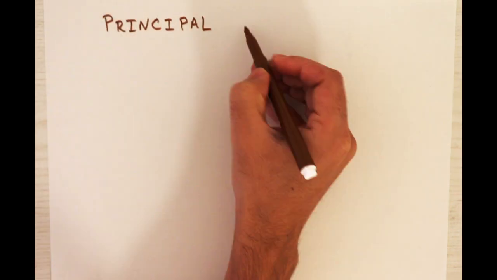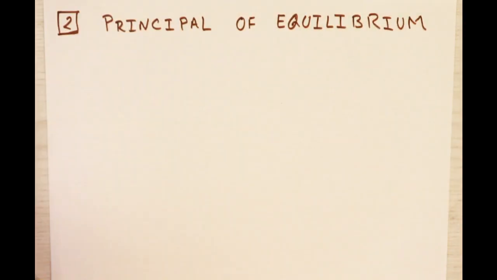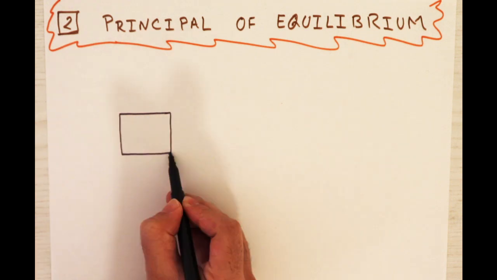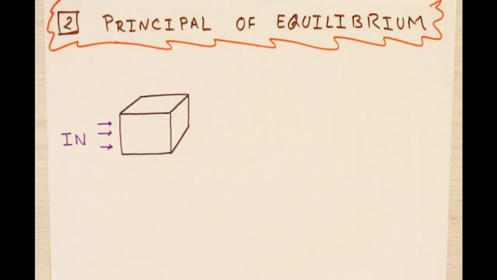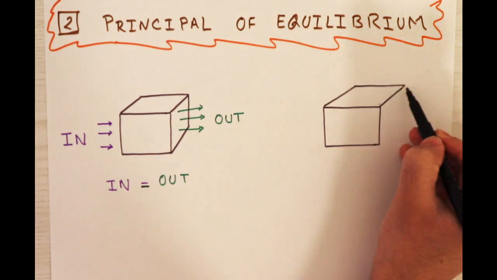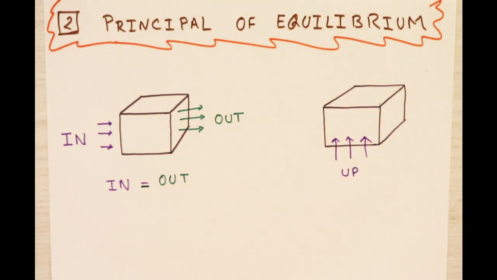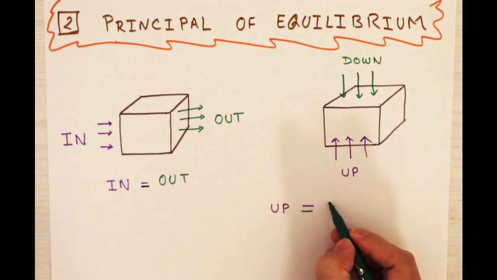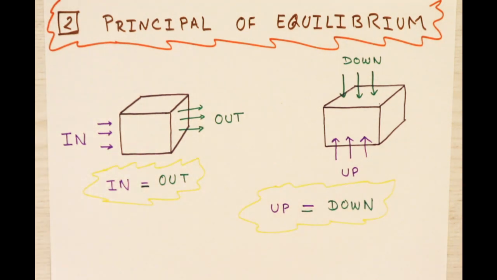Concept 2 is the principle of equilibrium. What does equilibrium mean? It means the output balances the input in any system, or the upward balances the downward. Now, how can we model a differential equation with an idea of equilibrium? It will be illustrated in the examples to follow.